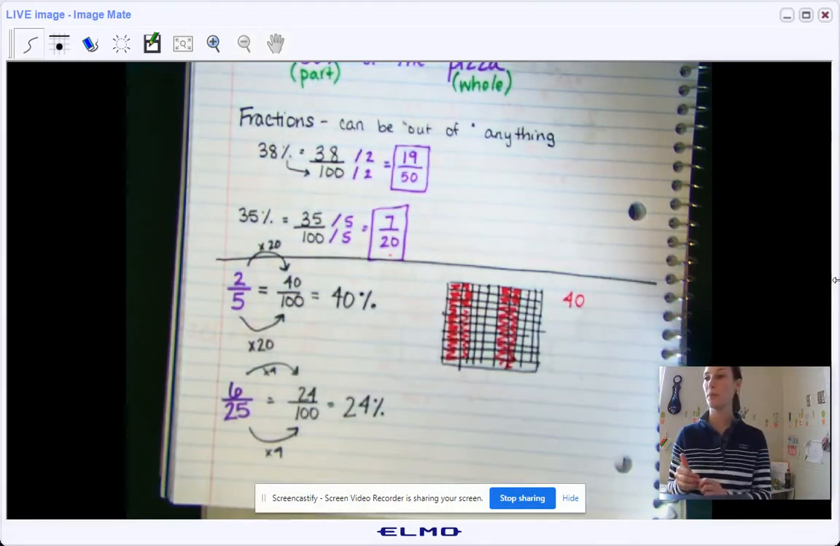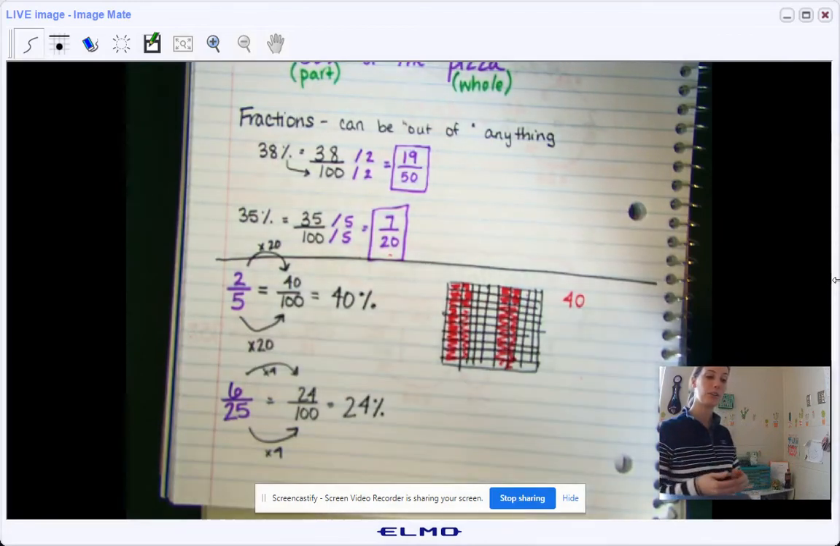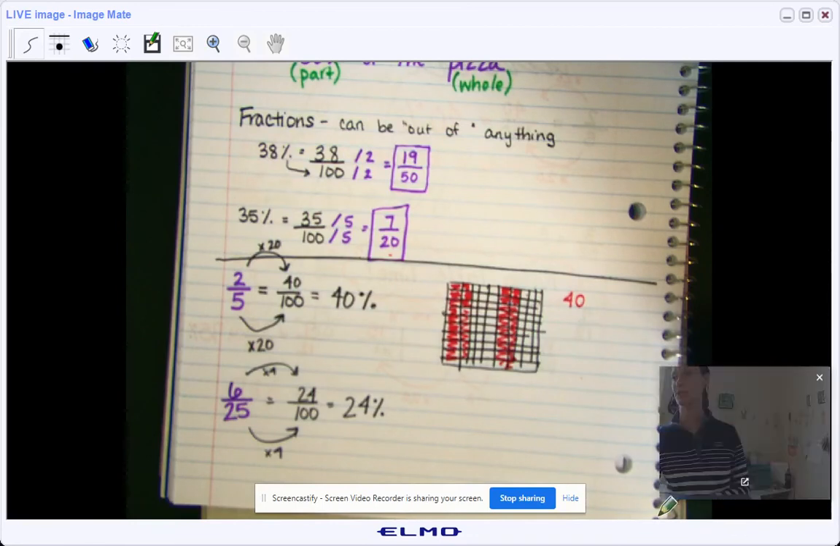So now you can go from a percent to a fraction or a fraction to a percent. But in the next video, we're going to talk about what to do when you get numbers that are not so nice to work with.